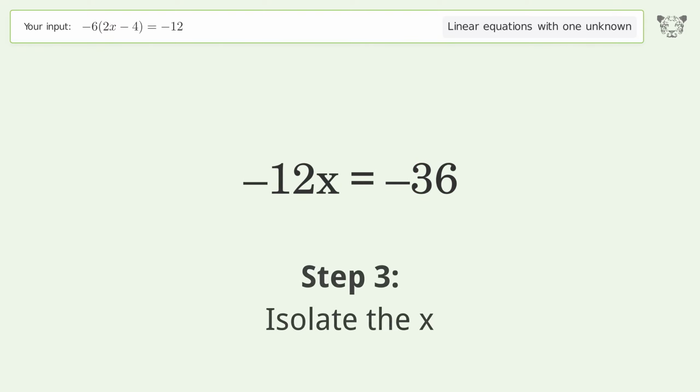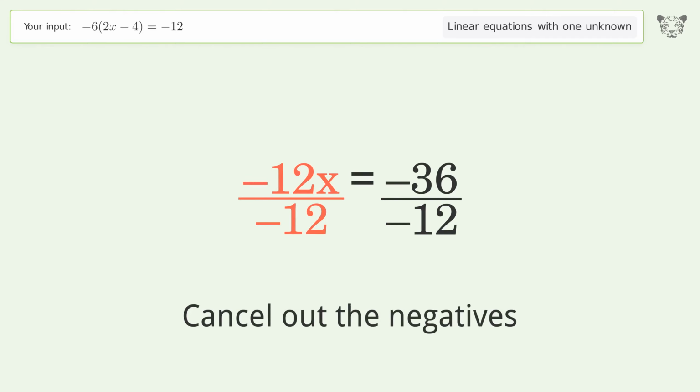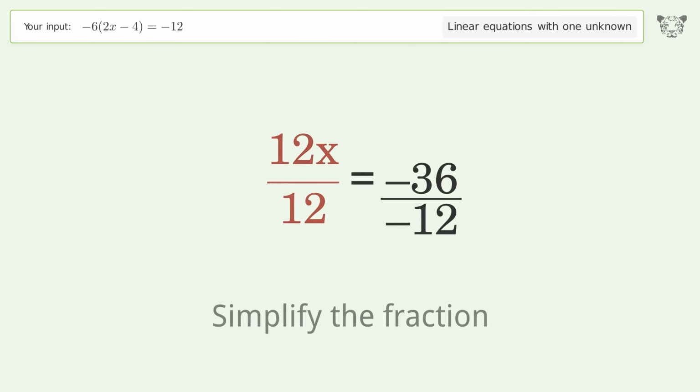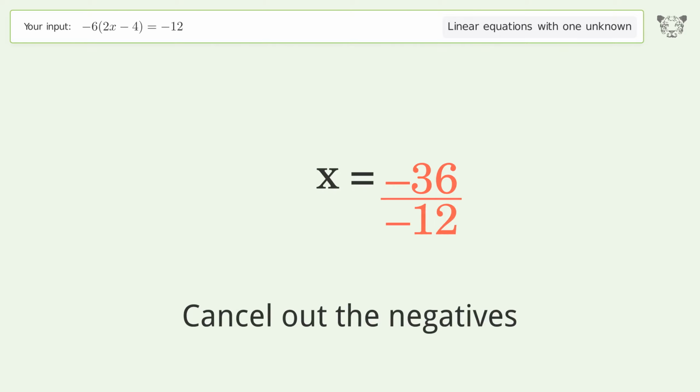Isolate the x. Divide both sides by -12. Cancel out the negatives. Simplify the fraction. Cancel out the negatives.